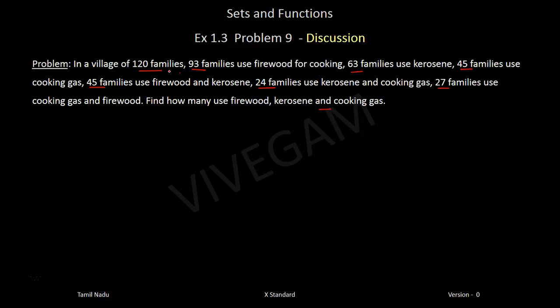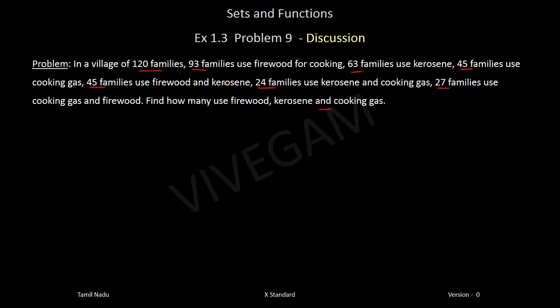So, total number of families is 120, right? Okay, number of families using firewood. Let F represent the set of families who use firewood. So n(F) is 93, and K represents families who use kerosene. So n(K) is 63, and 45 families use cooking gas. Let G represent families who use cooking gas. So n(G) is 45.